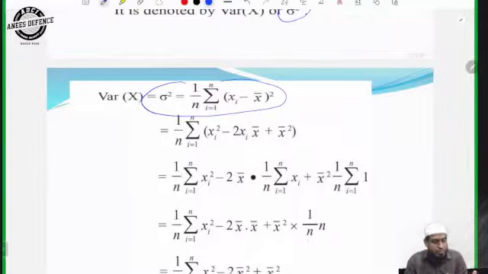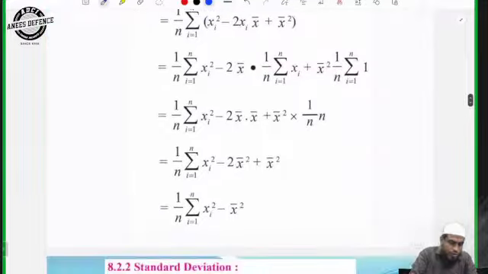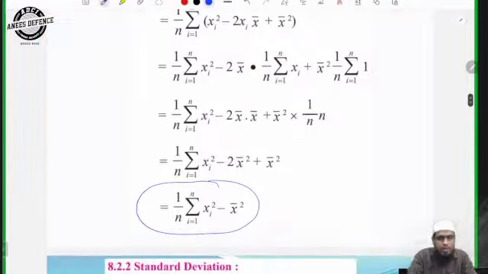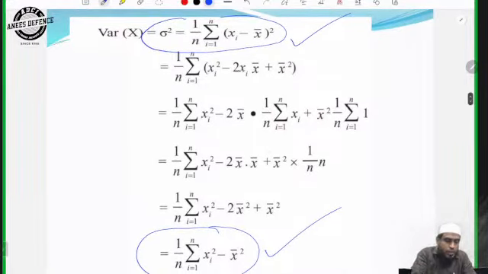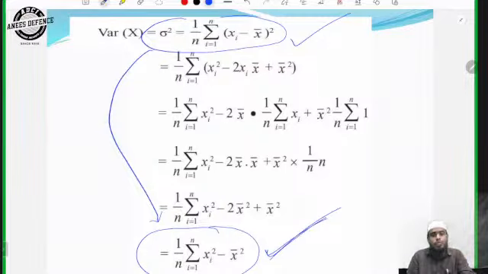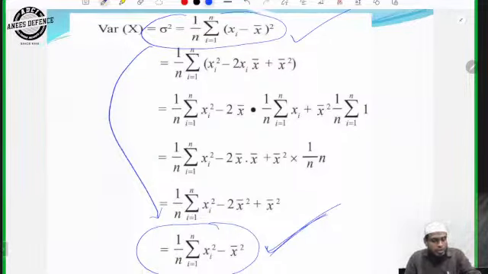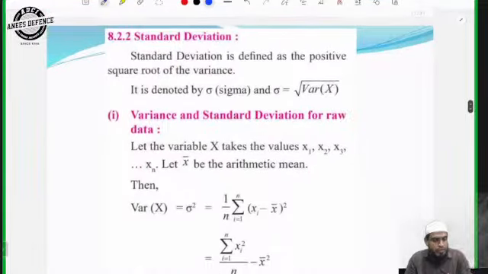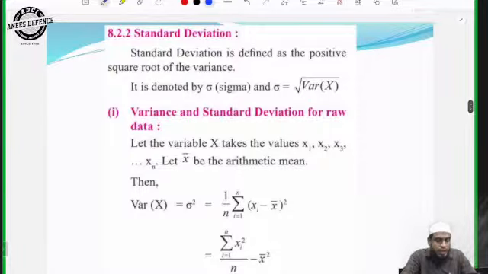If we expand that formula, you will be able to simplify that equation finally into this one. Both are the same. If you apply this one or this one, you will get the same answer, because this is actually the simplification of this one. Finally we are getting the simplified form of the original formula. So variance can be calculated, and standard deviation can be taken by taking the square root of the variance.